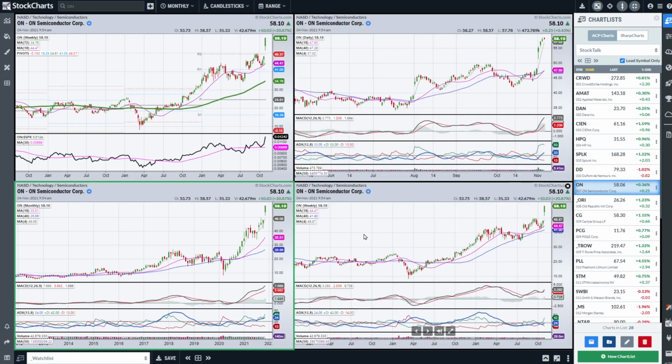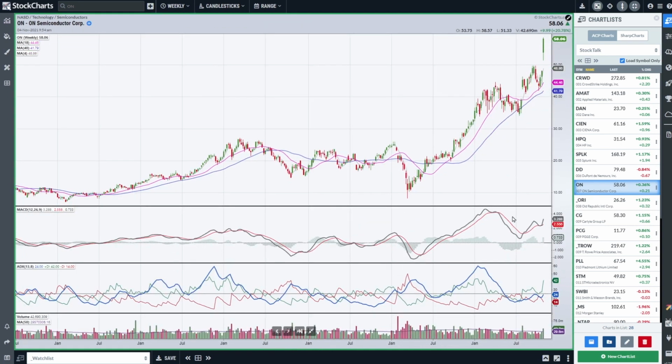Okay, on Semiconductor. This has been in a power trend. This is just a really powerful stock. It just continues to trend to the upside, and we had a big gap up on earnings, and we're getting confirmation. Let me just point this out. We had a big reading here to the upside, and then we've consolidated, and now we're going up.